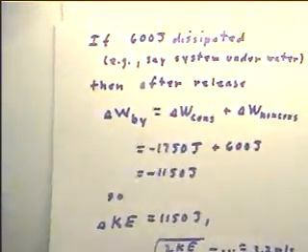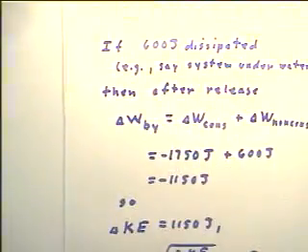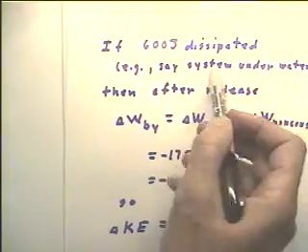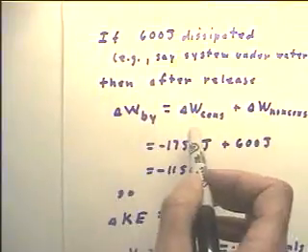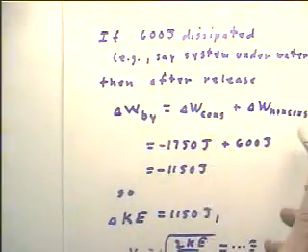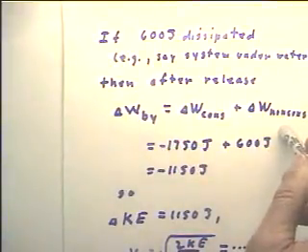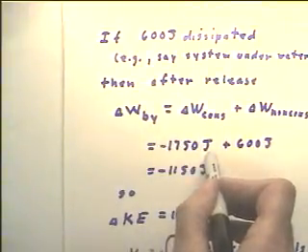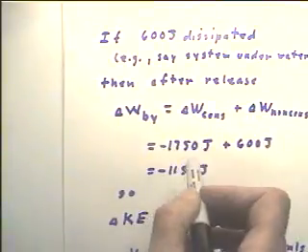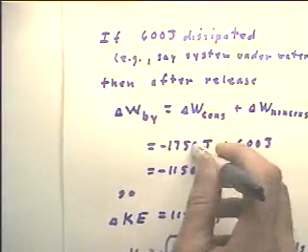We can ask one more question about this system. If 600 joules was dissipated after the system was released, say with the system underwater, so that the friction with the water, turbulence and so forth, dissipates 600 joules of energy, then after the release, the work done by the system has to equal the work done against conservative forces plus the work done against non-conservative forces. Let's say the water resistance. So the work done against conservative forces is negative 1750 joules, which means that conservative forces do plus 1750 joules on the system. Gravity and the spring do that much work on the system.